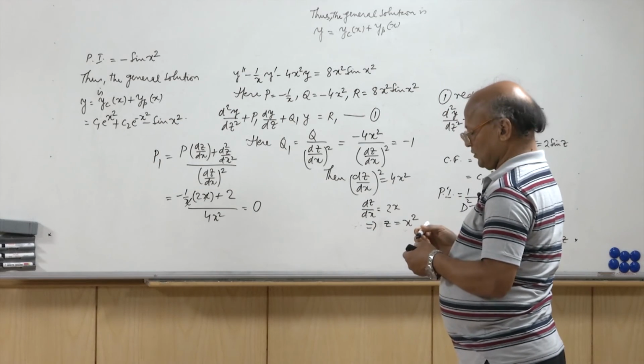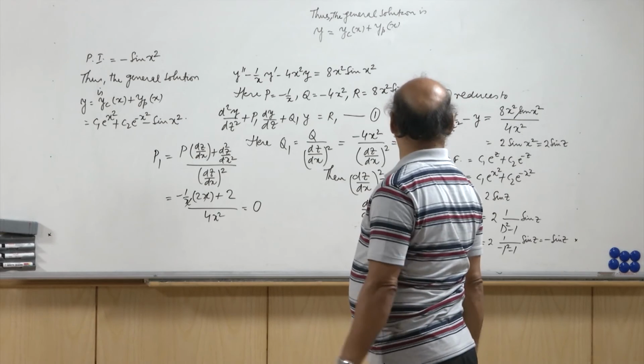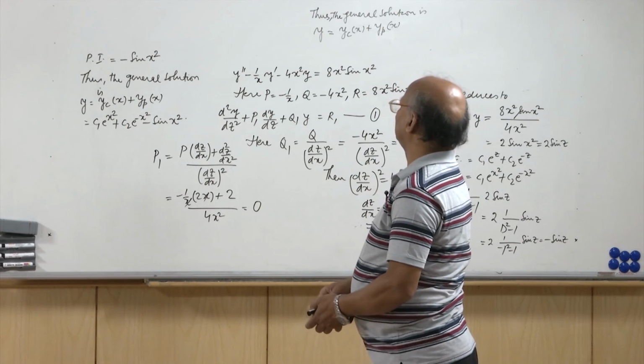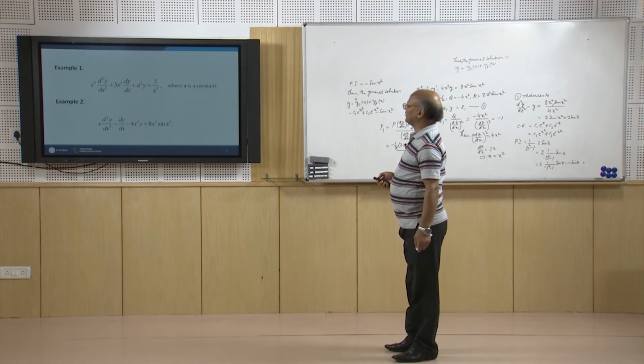So thus the general solution is y equal to C1 e to the power x square plus C2 e to the power minus x square minus sin x square. So, that is how we solve this equation given in example 2.